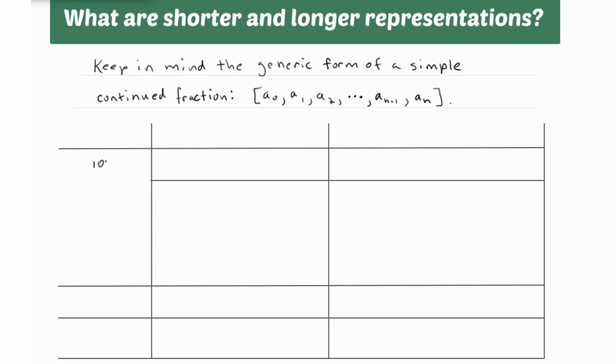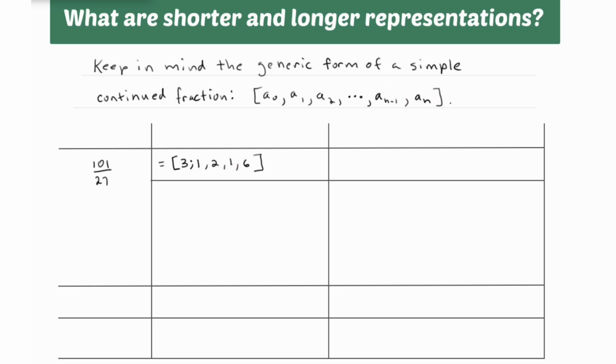We'll use 101 over 27 to illustrate what we mean by longer and shorter representations. If you expand 101 over 27 into a simple continued fraction, the result is 3, 1, 2, 1, 6. This is a0, a1, a2, and this is a3, which is also a sub n minus 1, and this is a4, which is also a sub n.